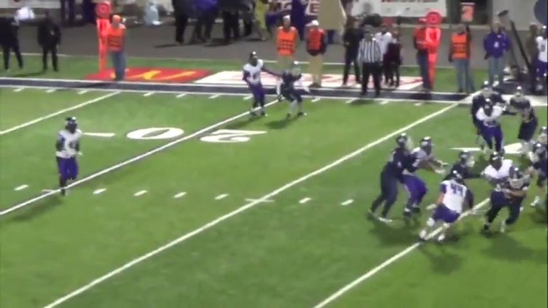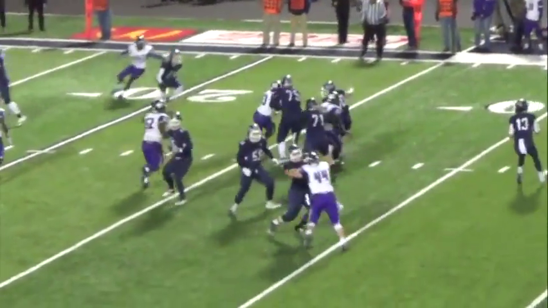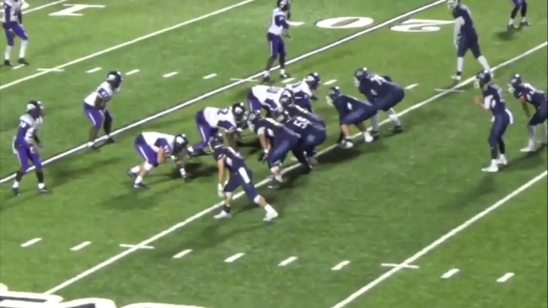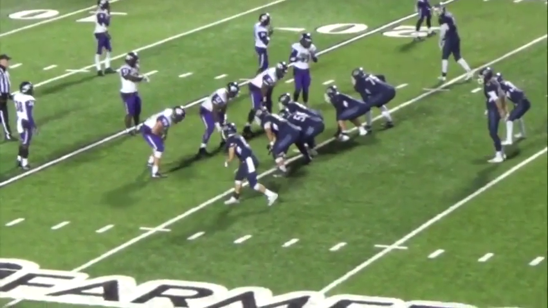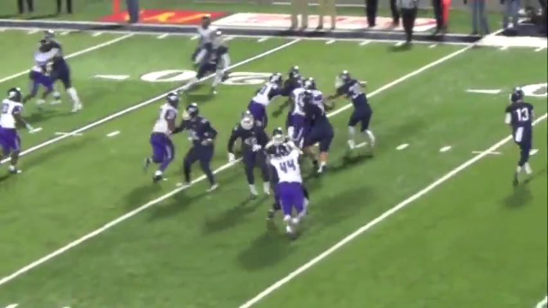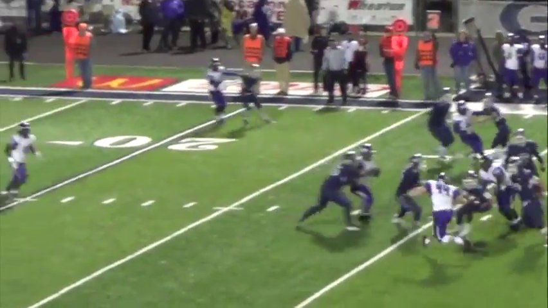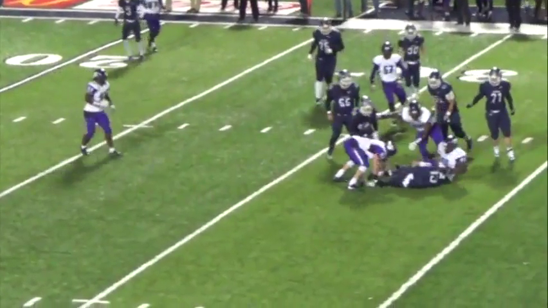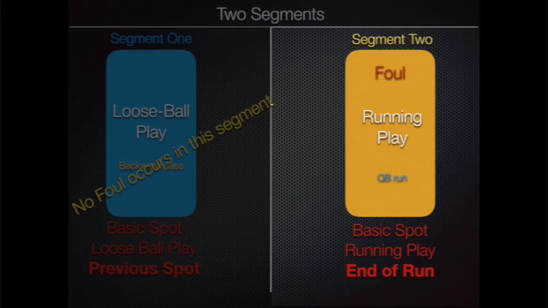So now we need to know what type of play this is. There are two segments here. There's the backward pass or the snap, which is a loose ball play, and then there's a running play. And the play ends with the quarterback getting sacked. The foul occurs while the quarterback is scrambling with the ball. So in the foul segment, what type of play did we have? That's correct. We had a running play.